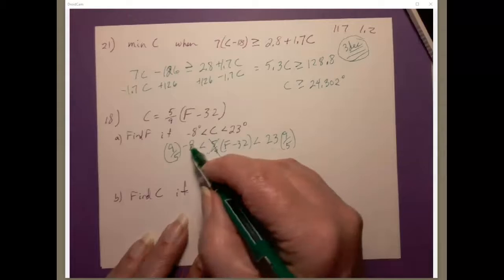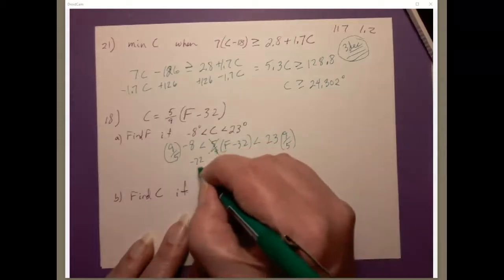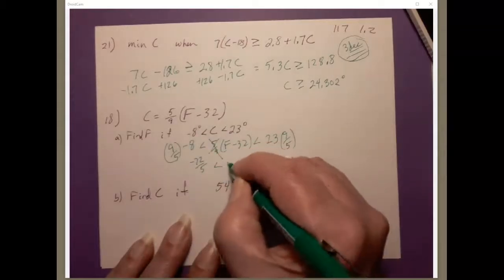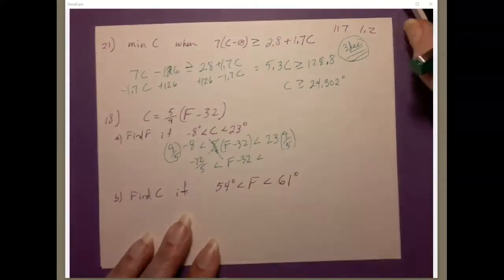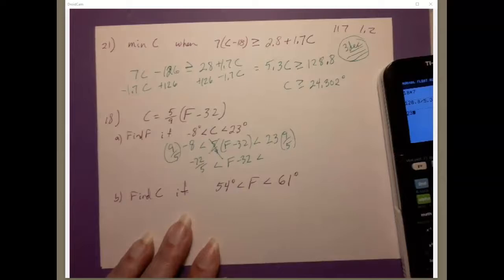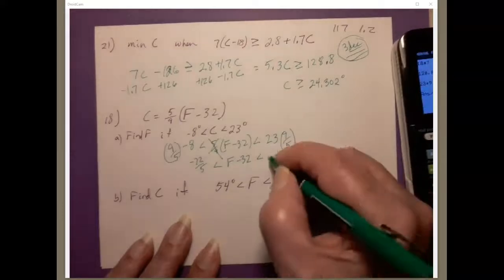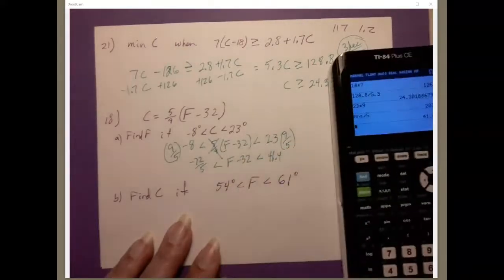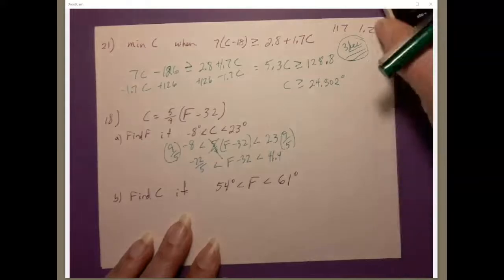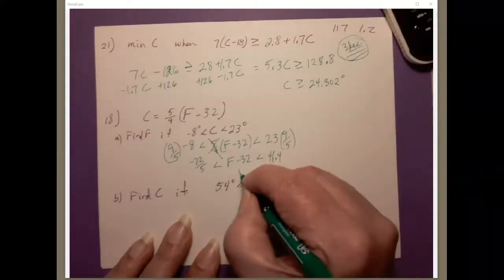So I'll be left with -8 times 9 is -72/5 is less than F minus 32 is less than 23 times 9. Can't do that one in my head. 23 times 9 is 207, and I'll go ahead and divide that by 5. That gives me 41.4. So this one over here, 72 divided by 5, right? 72 divided by 5 is going to give me 14.4. So I'm going to be adding 32 to each.